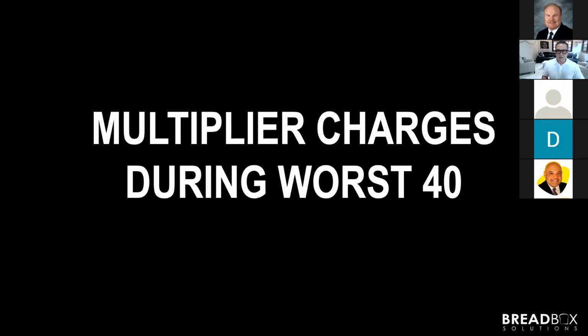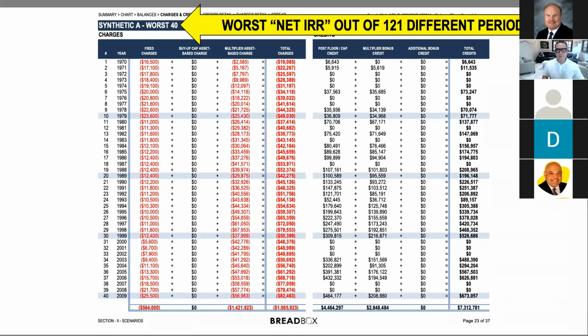So if we look at the multiplier charges during the worst 40-year period, okay, this is the worst 40-year period. In other words, the 40-year period that produced the worst internal rate of return out of 121 different periods we analyzed. 1, 2, 3, 4, 5 zeros in the first 10 years of this sequence, and then a bunch more zeros, 6, 7, 8, 9, 10, 11, 12, 13 zeros in that 40-year period. And in the first 10 years, half of those years were negative S&P returns. So you got 5 zeros in the first 10 years. That's pretty adverse, I think.